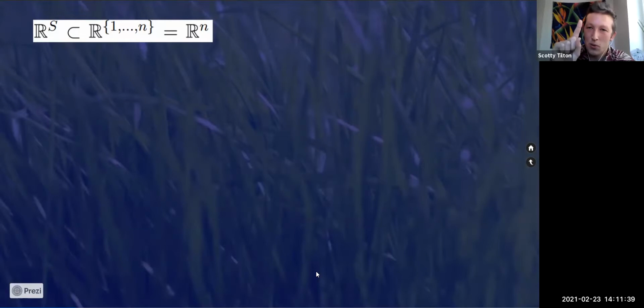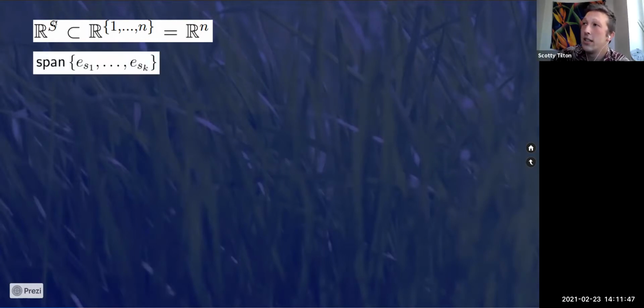Before we get there, I want to say a couple little pieces of notation. If we consider S as a subset of 1 through n, we could consider the space R to the S power, which is a subset of R to the 1 through n power, which is the same as Rn, if we just consider them as the basis vectors. We consider this space R to the S to be the span of the usual basis vectors of Rn, where this is the basis vector indexed at S1 all the way up through Sk. This is a k-dimensional subvector space of Rn.